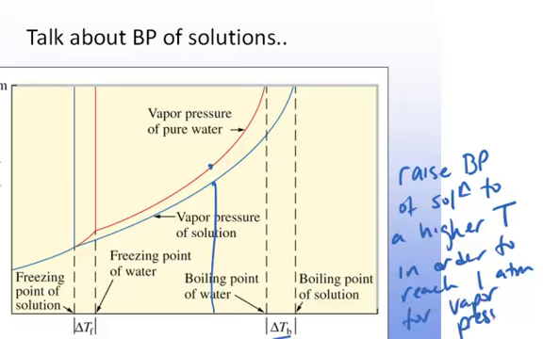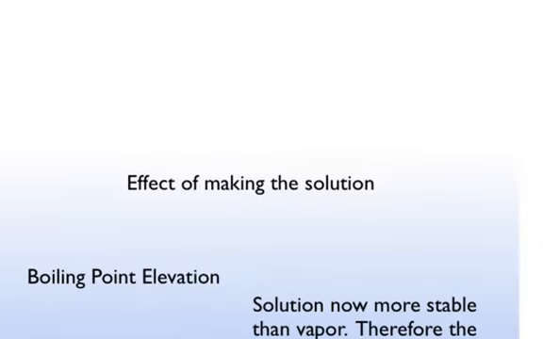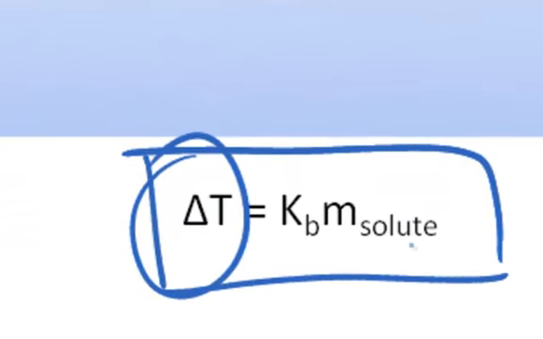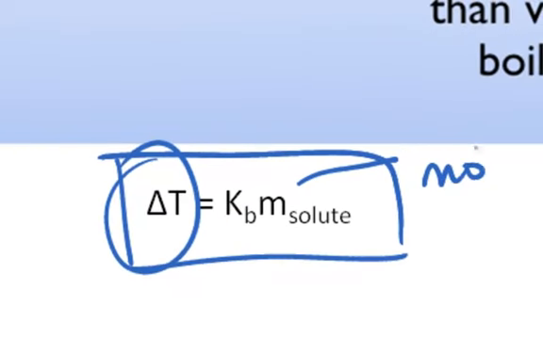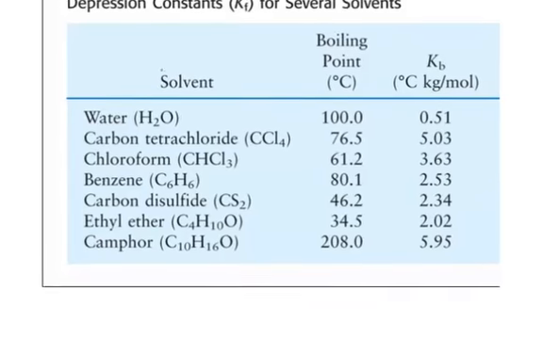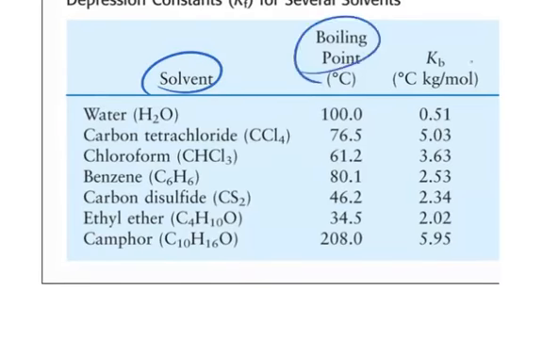Okay, so for the same reason that the vapor pressure is lowered, the boiling point is elevated. And the boiling point is elevated because the solution is now more stable than the vapor. Therefore, the boiling point goes up. And there's a simple equation that relates the change in the boiling point temperature to the concentration of the solute in the solution in units of molality. And the relationship is the boiling point constant, Kb. This table shows a list of common solvents, the normal boiling points for those solvents, and the molal boiling point elevation constant.